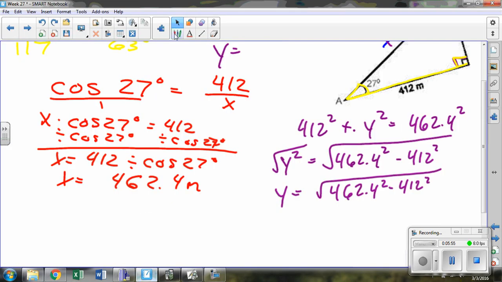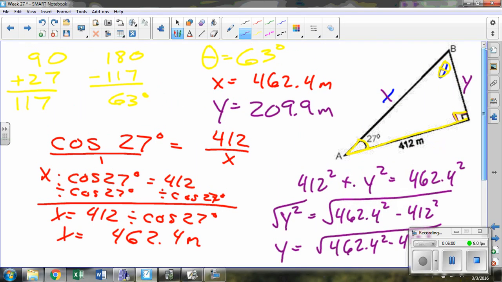And so there we go. Y is equal to 209.9 meters. And we have our results. This is completely solving.